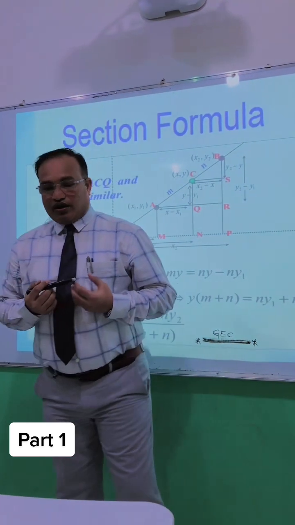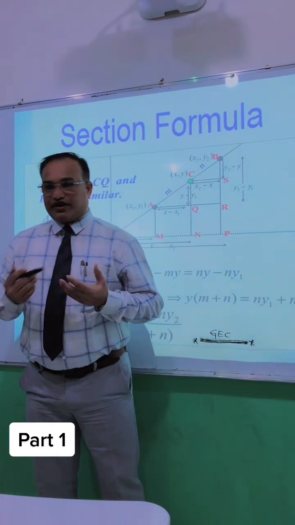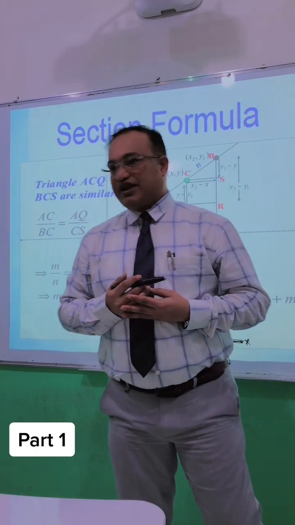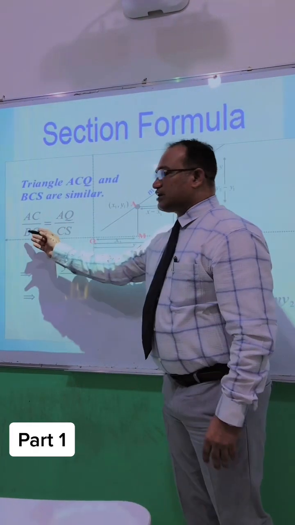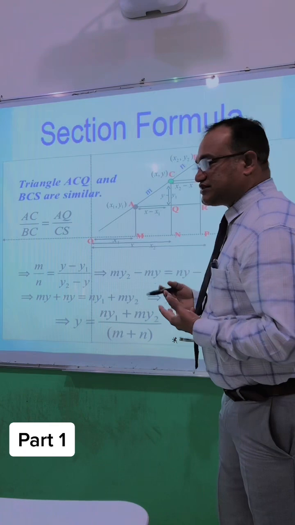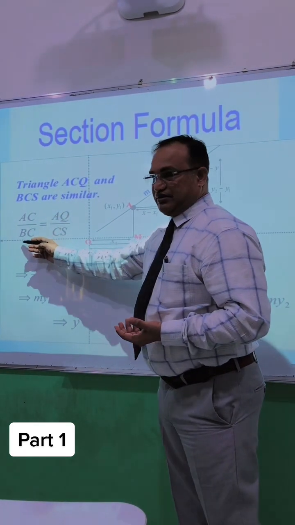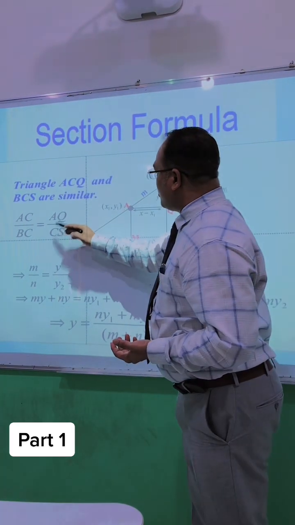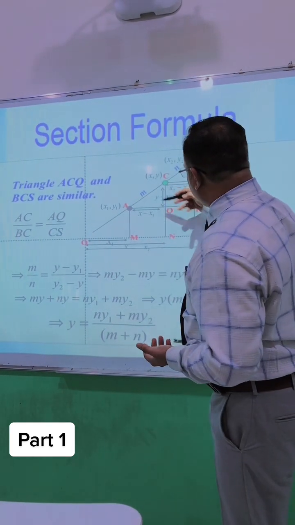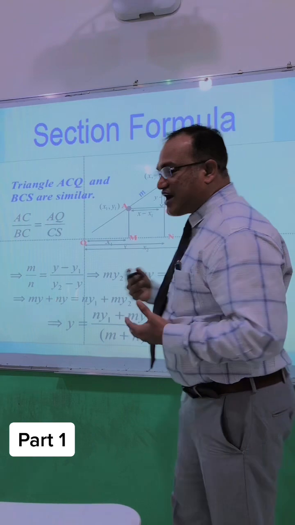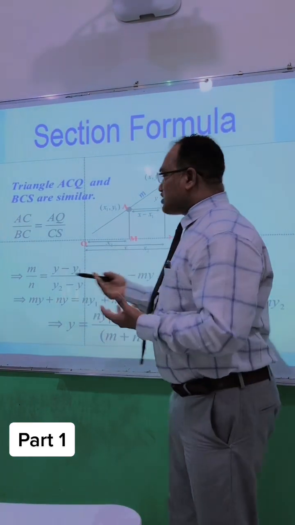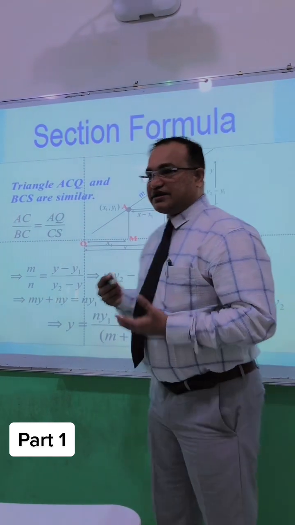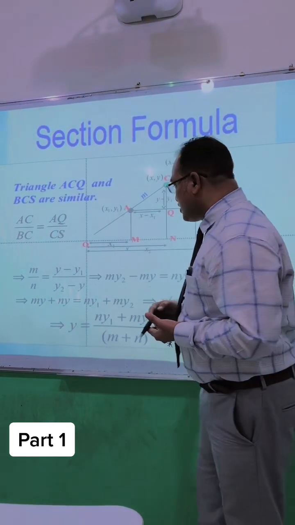When the 2 triangles are similar, we can apply the side ratio based on the AAA similarity rule. Based on that, we can take the ratio of the sides, which is AC by BC equals AQ by CS, and likewise the third side ratio, CQ by BS, by taking the proportion of the side ratios.